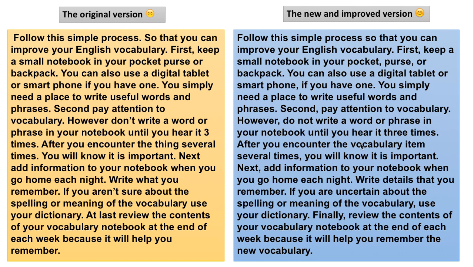Okay. And again, here we combined these two sentences because this, after you encounter the thing several times, well, that is a fragment. That's not a complete sentence. So we've combined it with a comma. Next comma. All right. Write details that you remember. If you are, instead of saying if you aren't sure, if you are uncertain about, use your dictionary.